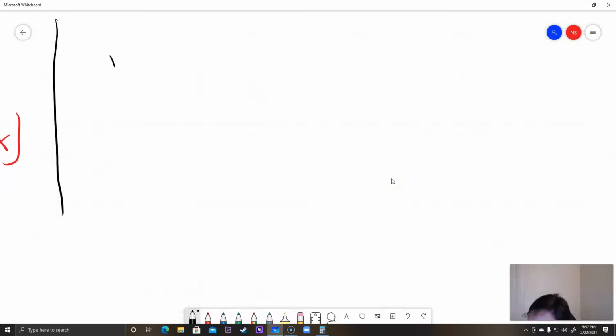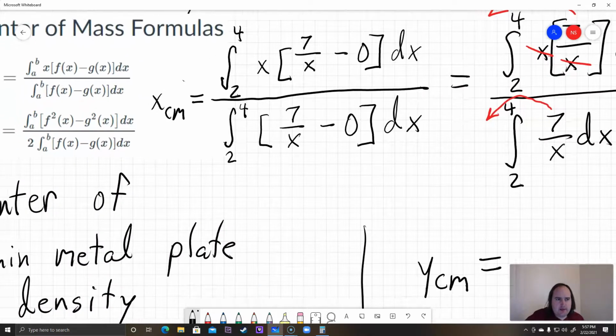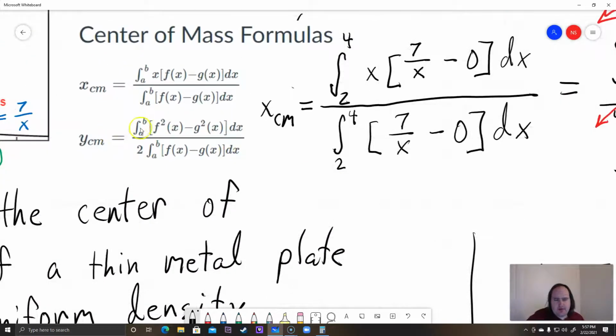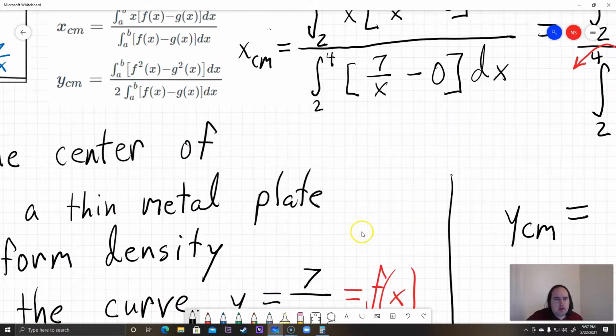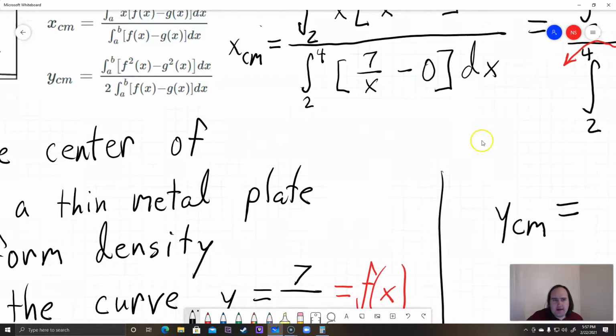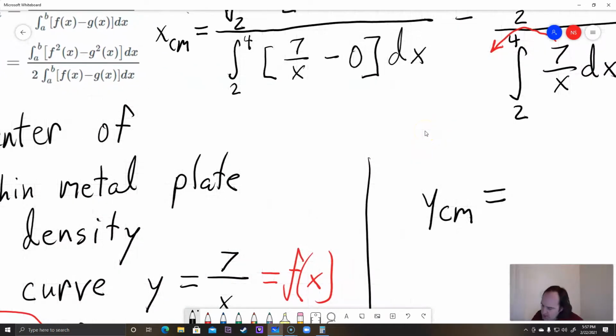So the formula for y center of mass, YCM, is a little bit different. So it's right here. It's actually going to be the integral from a to b of f squared of x minus g squared of x dx. Now the squared just means you square whatever function you started with. So remember that in this problem, our f of x was 7 over x and our g of x was 0. So in our numerator here, we're going to have the integral from a to b.